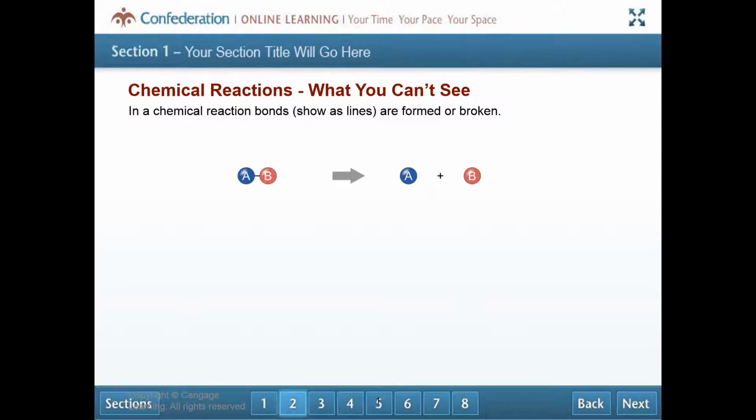For example, I've got a molecule here, AB. This isn't really any molecule that we know, but you can see that there's a bond here between the A and the B. These aren't real elements, this is just hypothetical. Then this arrow shows that a reaction is taking place, and what's happened is that bond is broken and the A is now by itself and the B is now by itself. So the bond has been broken there. So that is a chemical reaction.